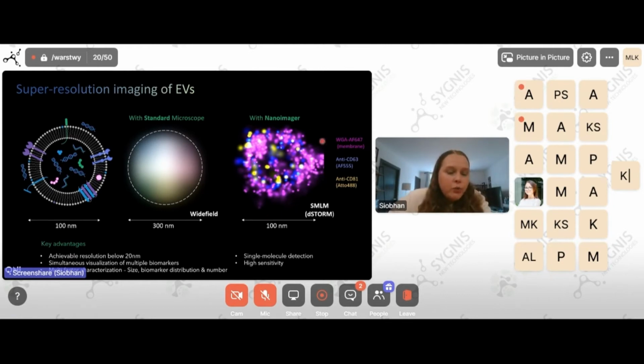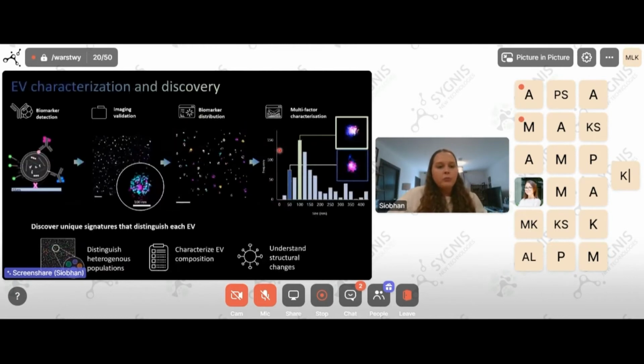With these dSTORM techniques, we're able to characterize extracellular vesicles on a single EV level, so we can start to get information on their heterogeneity. We can measure their therapeutic cargo, and we can start to profile EVs for diagnostic applications as well. And we have developed quite a lot of the tools needed to carry out super resolution imaging in the EV field.